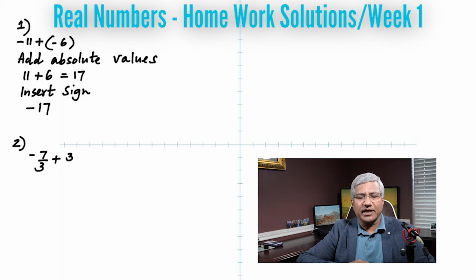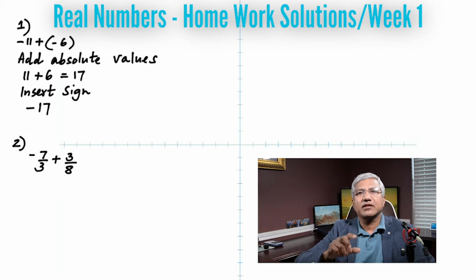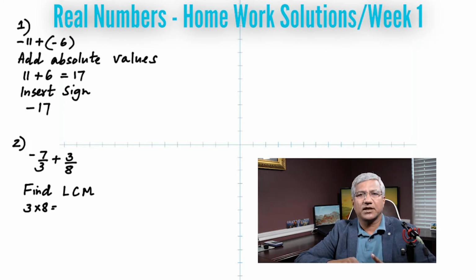Number 2. Here you have negative 7 by 3 plus 3 by 8. As you can see, the denominators are different. If we could make the denominators the same, we could simply add the numerators. That means you have to take the lowest common multiple. In this case, the lowest common multiple is 3 times 8, 24. So the first step is finding the lowest common multiple, which is 24.